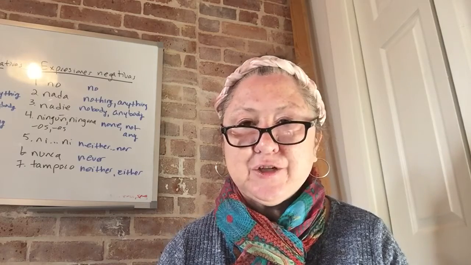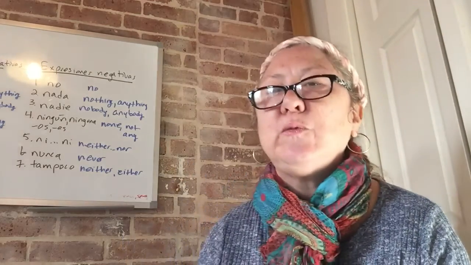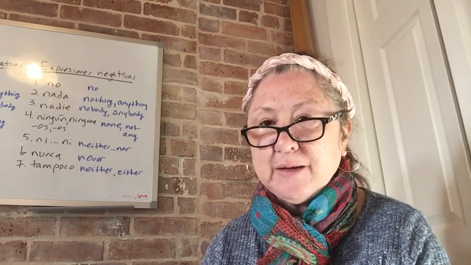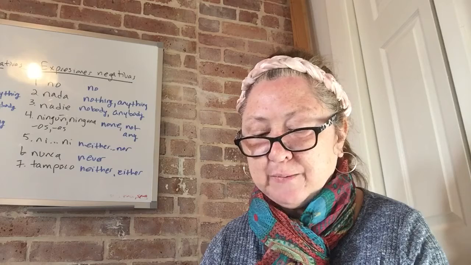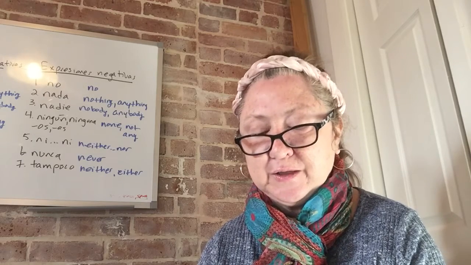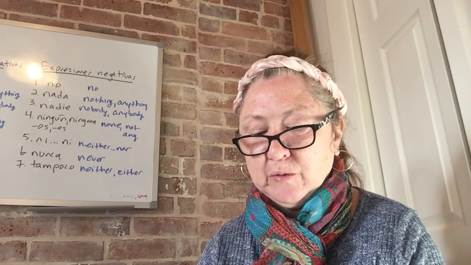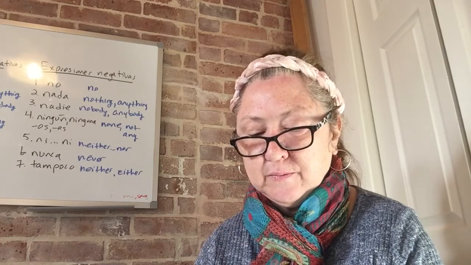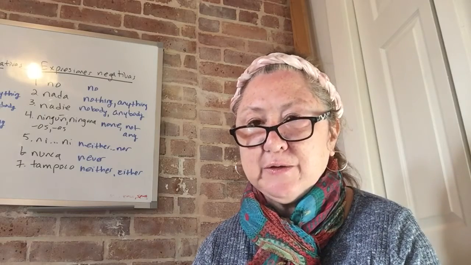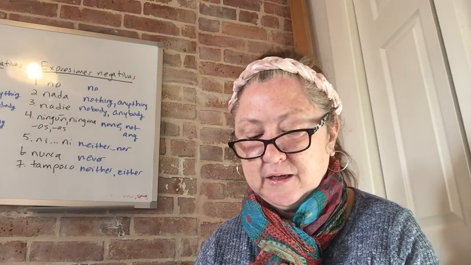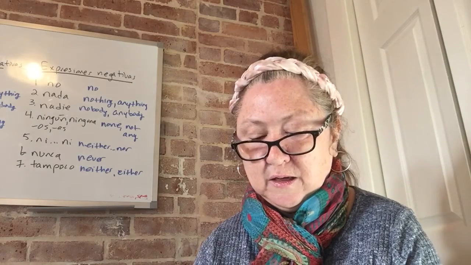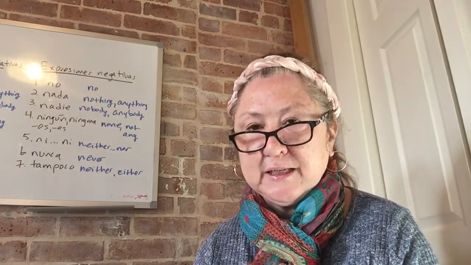Okay, simple negation. This is just the simple way to negate a sentence. So instead of saying voy a casa muy temprano, I'm going home very early, I'll say no voy a casa temprano. So simply put no before the verb. So if we have an affirmative sentence, we use sí. If we have a negative sentence, we use no.